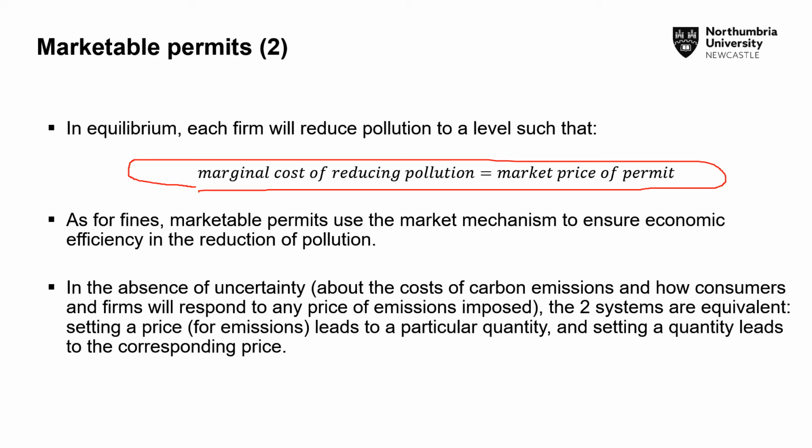So what marketable permits do is use the market mechanism to ensure economic efficiency in the reduction of pollution. Essentially, we are looking at a demand-supply relationship for permits that permit companies to pollute. Some companies will cut back on pollution, others will pollute more, but they will need to pay to pollute more. So they have an incentive to reduce their levels of pollution right up until a certain point.